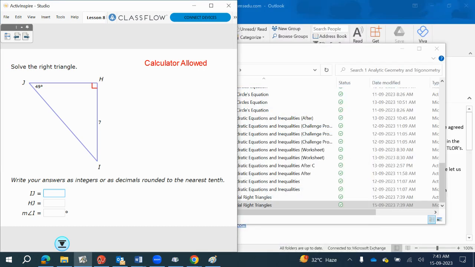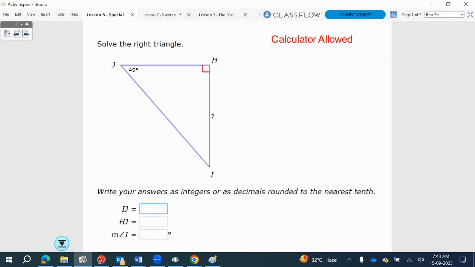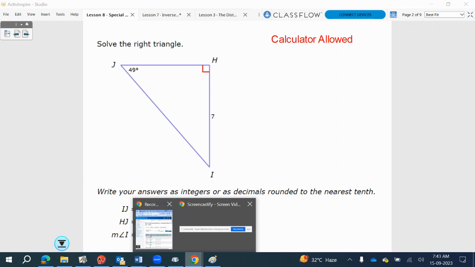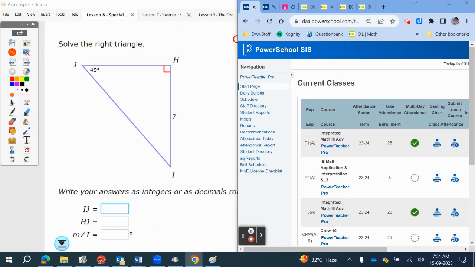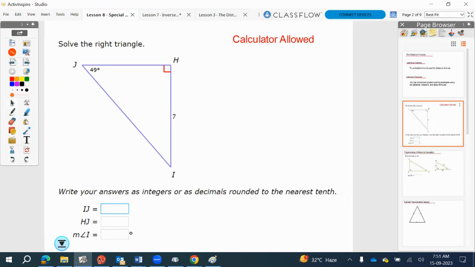Okay, so just as our warm up today, looking at last year's materials on right angle triangle trigonometry, I'd like you to solve this right triangle. You should use your calculator for this one. I'm just going to pause the video for a minute while you work with that. Good luck.